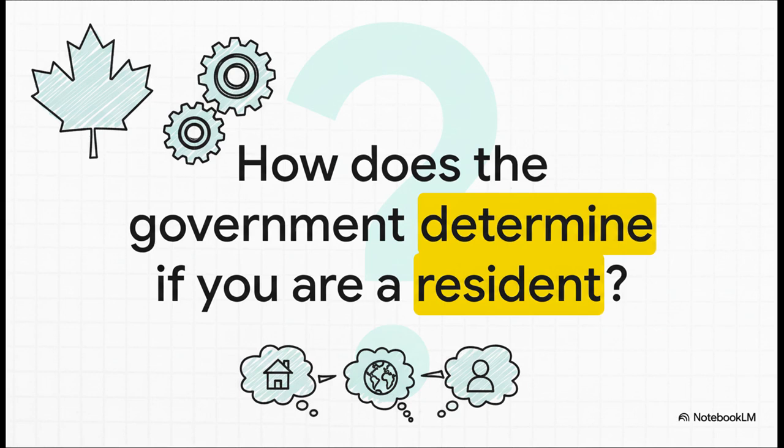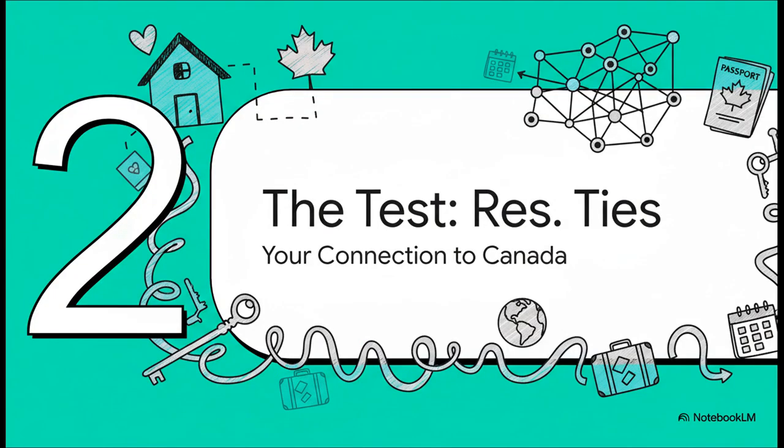So that naturally brings up the big question, right? If the stakes are this high, how does the government actually decide? It's definitely not just about your citizenship. They have a very specific framework they use. And that framework is built entirely around this core concept: residential ties. This is the main thing the Canada Revenue Agency, or the CRA, looks at when they're trying to figure out if someone living abroad is still a resident for tax purposes.